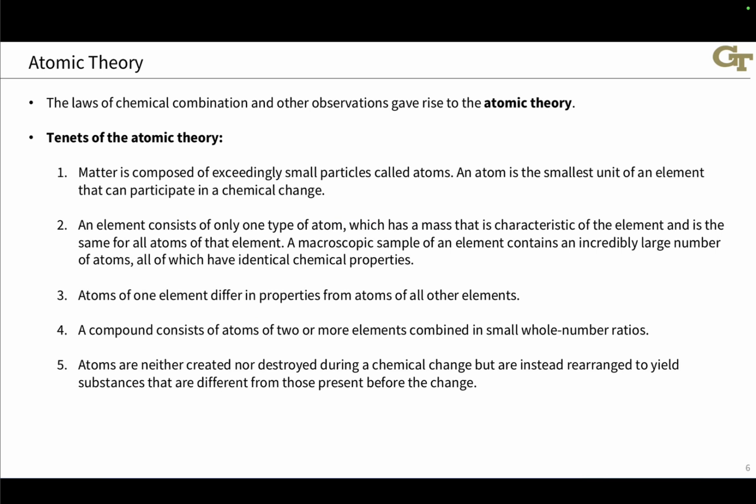And then tenet 5 is related to the law of conservation of mass. Atoms are neither created nor destroyed during chemical change. This is why mass is constant in a chemical reaction. But atoms are rearranged to yield substances different from those before the change. And we'll actually talk about what different means once we introduce representations of compounds in the form of chemical formulas.